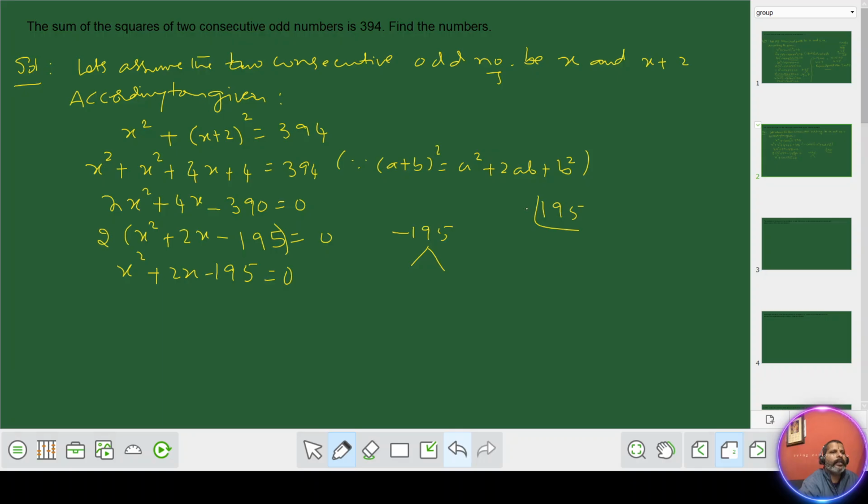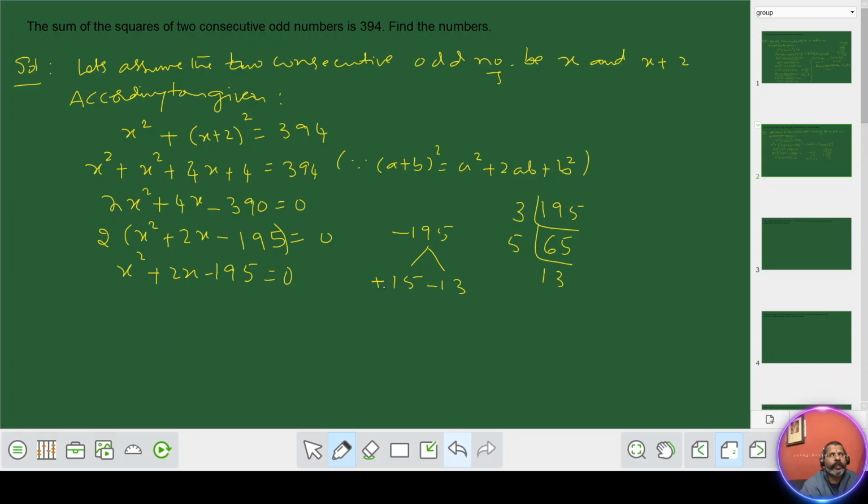See 9, 6. So 3 will go. 3 6 are 18, 3 5 are 15. 15 into 13 will give the factors. Plus 2 is required. So put a plus for 15 and minus for 13.